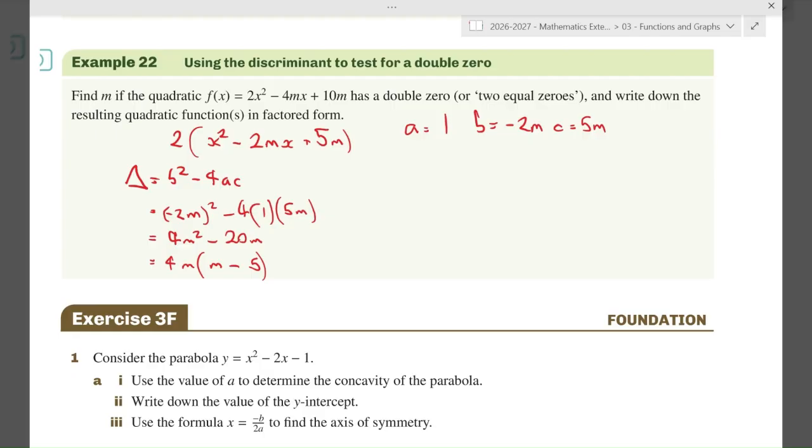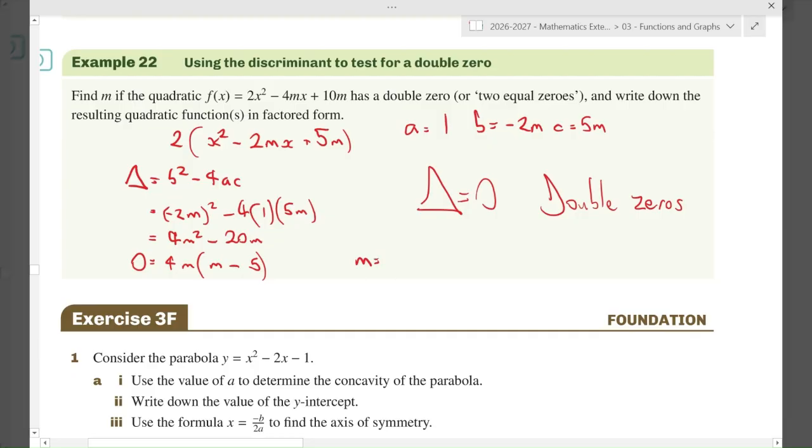So, now that we've got that, what values of m will make us get 0? Because remember, if our discriminant equals 0, it means we've got a perfect square or double zeros. Happy with that? So what values of m will give us 0? Cool. m equals 5. And what's the other one? 0. And now we're done.